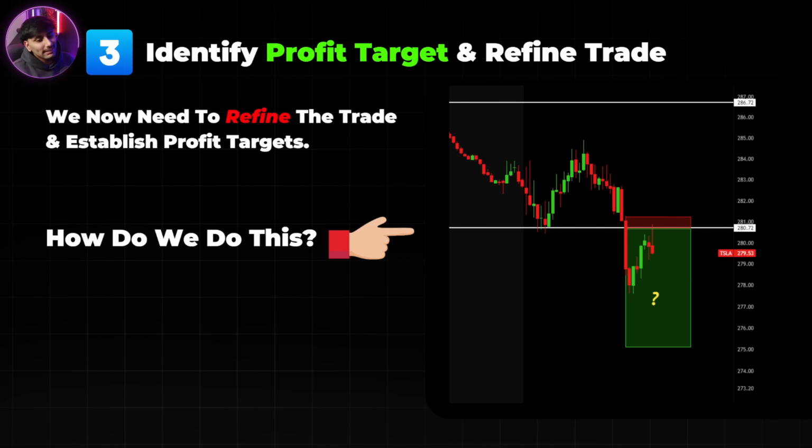So now that we have the key levels, the entry, and the stop loss, for step 3, we need to identify our profit target and refine the trade. When we look at this trade right here, how are we actually supposed to refine this trade and find the most high probability profit target that this trade could hit?